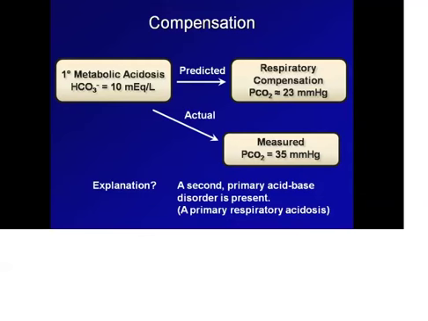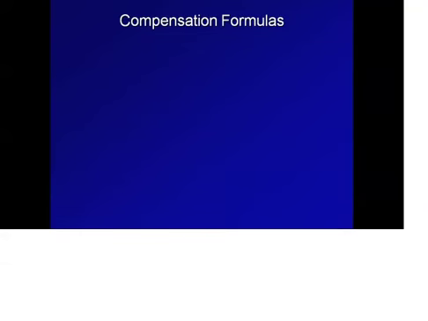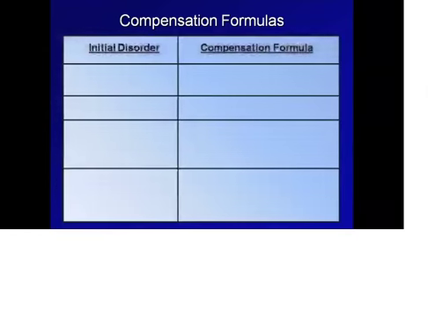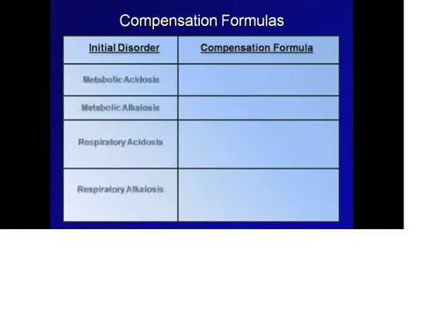In order to predict what the expected compensation should be, generations of previous researchers have empirically derived a set of formulas with a different one for each primary disorder. In fact, to make things even more complicated, there is actually more than one formula in common usage for each disorder. The following chart represents the formulas which, in my experience, appear to be the most commonly used in the United States. For a metabolic acidosis, the compensation formula is as follows.